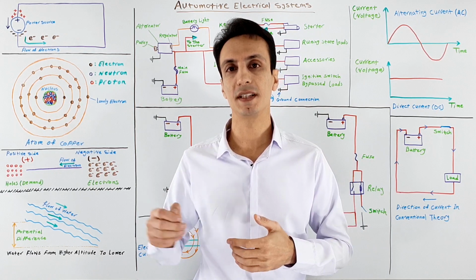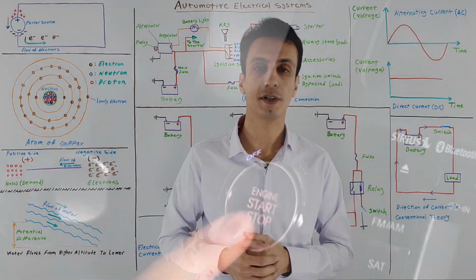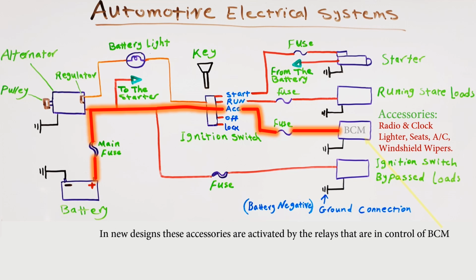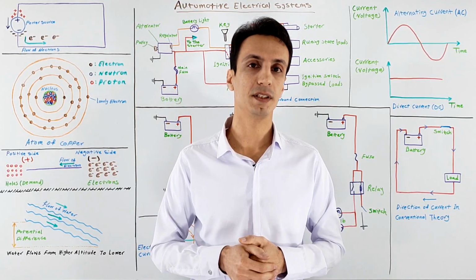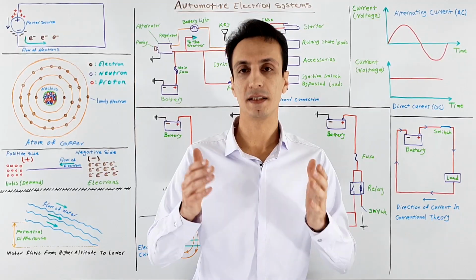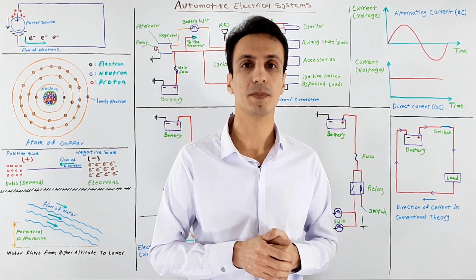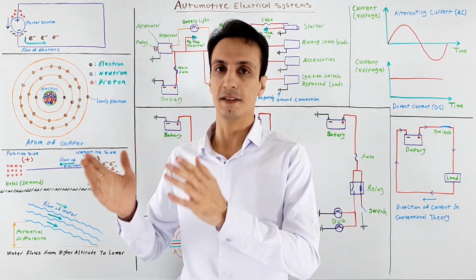Then, when you insert the key inside of the ignition switch and turn it to ACC position, some accessory systems like clock, radio, and lighter get activated, and also in some cars, systems like seats, air conditioning, and even windshield wipers are incorporated into this ignition switch position. Next step, when you turn the ignition switch to the on position, you can hear a noise from the fuel pump indicating that it has activated to get primed. I skip this key position to talk about that after the starting.